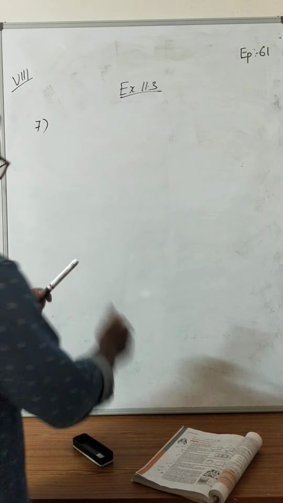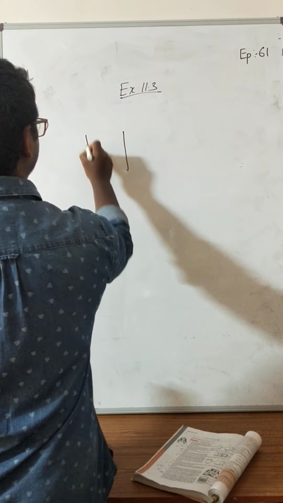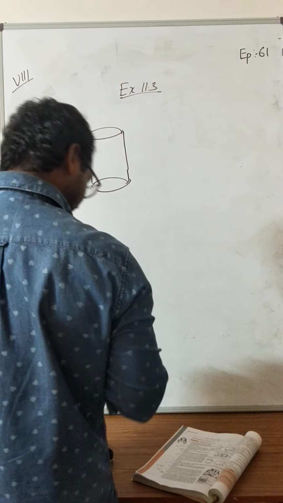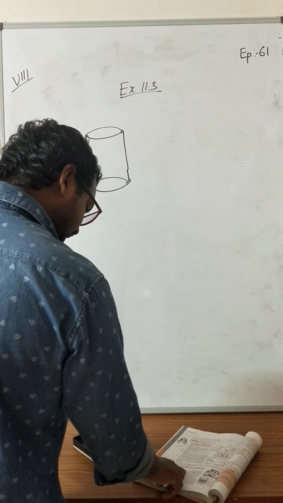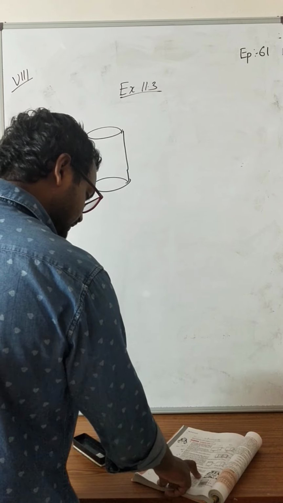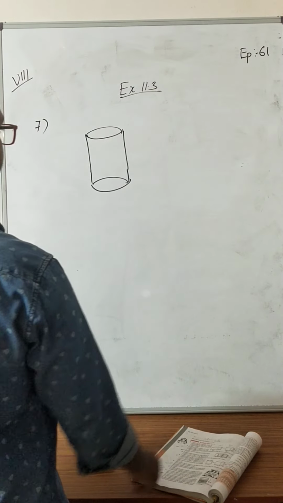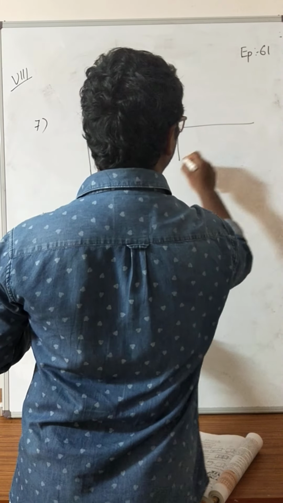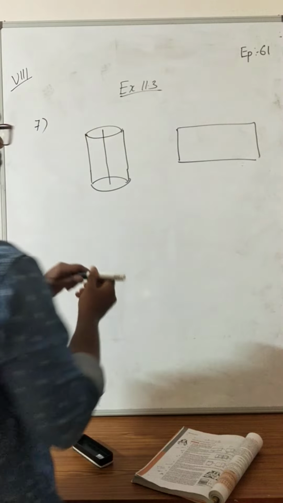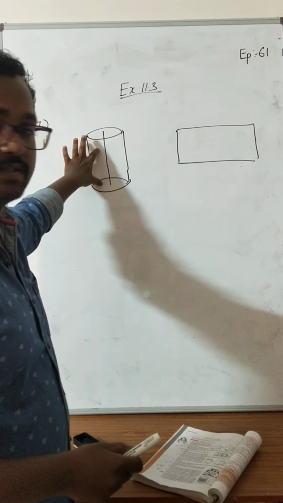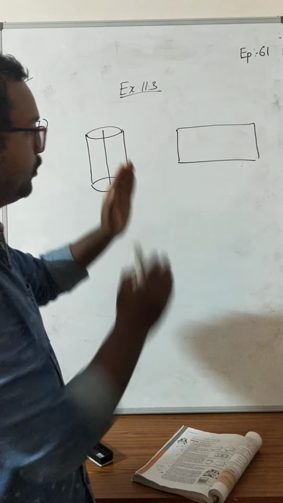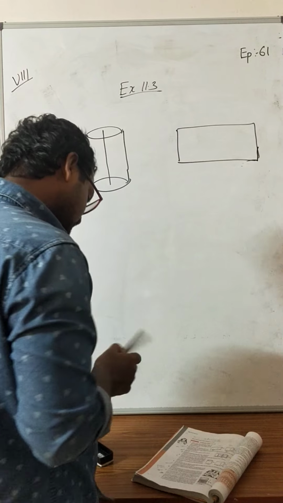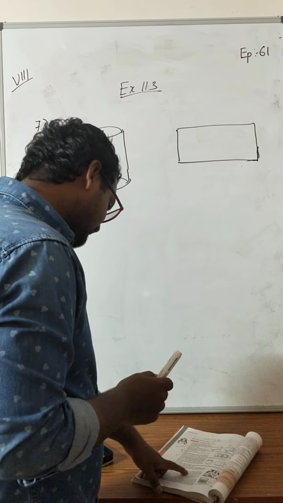So see here, we are given a cylinder. If the lateral surface area of a hollow cylinder is 4224 centimeters square, it is cut along its height. So what happened is, it's cut here. It's cut like this. And when you open it, we will get a figure like this. So this hollow cylinder is cut, and then when we open it, we will get a rectangle kind of sheet.